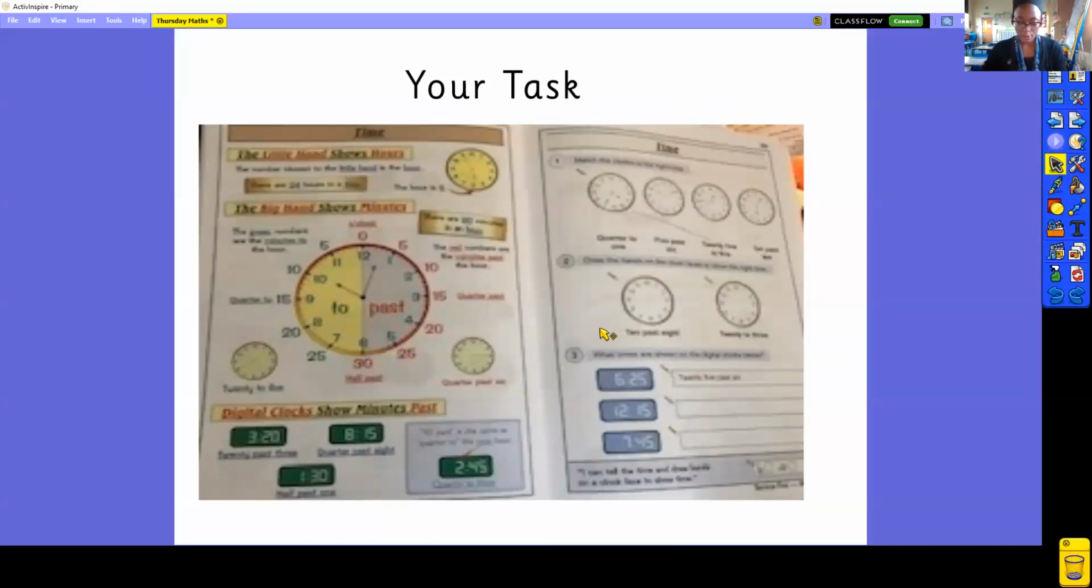Now, hands. Can you draw the hands on the clock faces to show the right time? Can you show the hands to show 10 past 8? Can you show the hands to do 20 to 3?